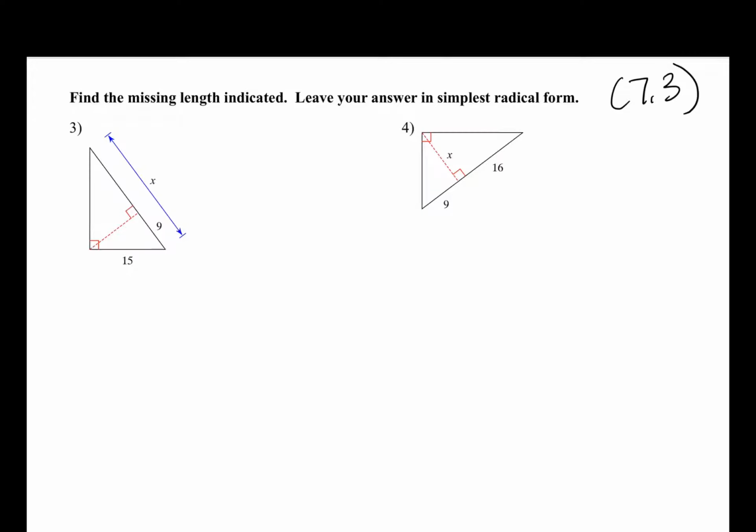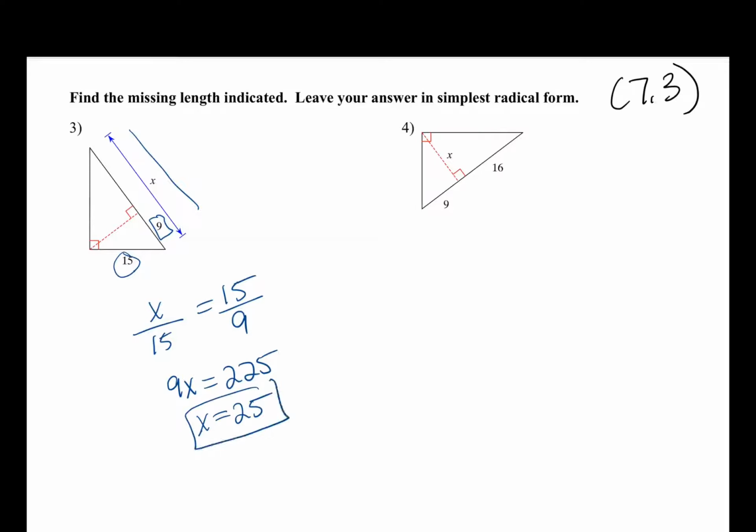All right. Now, these two problems come from 7.3. We're going to use two different theorems here, the geometric mean leg theorem and the geometric mean altitude theorem. Number 3 uses the geometric mean leg theorem, which says that the leg is the geometric mean between the whole hypotenuse and the piece of the hypotenuse that is closest to the leg. So that means 15 is the geometric mean between x and 9. So I just need to set up a proportion where 15 is diagonal, and then x and 9 are in the other spots. When I cross multiply, I end up with 9x equals 225. Divide both sides by 9, we end up with 25.